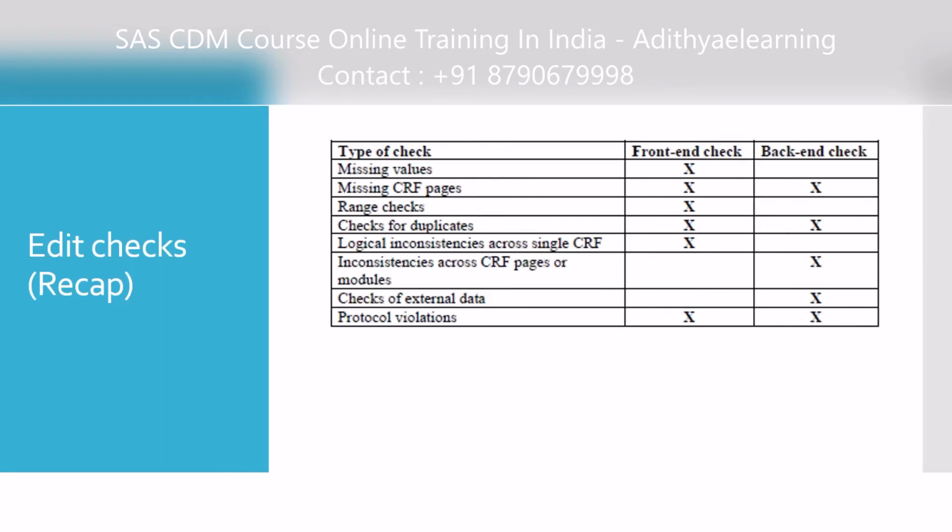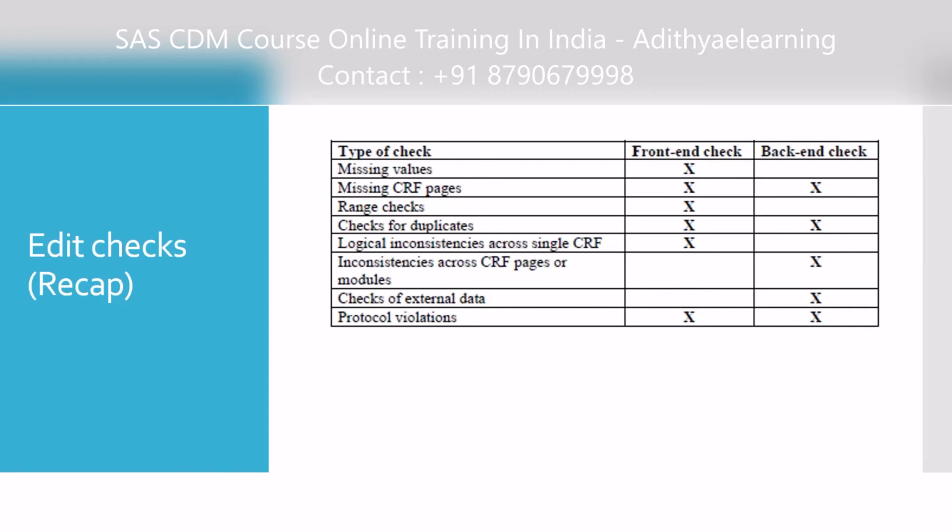Like we said, missing values are usually front end, right? As soon as they enter data, they will get that missing value pop up. Missing CRF is both front end and back end. Why both? Because when the site coordinator enters into the database, they can see that they have not entered the page, so for them that's a missing CRF. Most databases now give a grid to show that there is a missing CRF. And it could be back end as well, because as a data manager you sometimes extract missing CRF reports and tell the sites that there are missing CRFs.